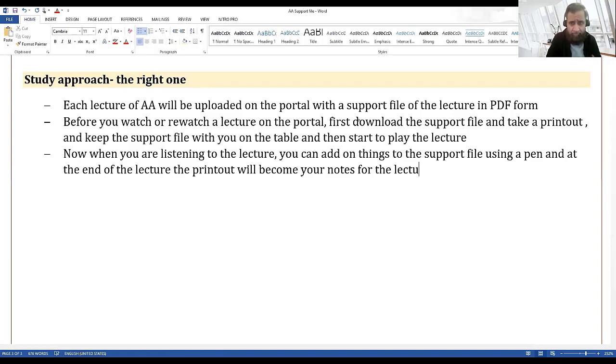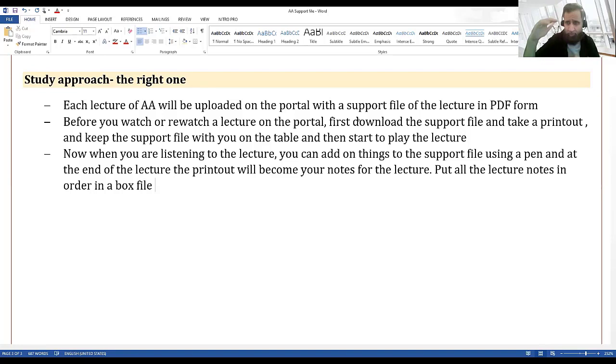Put all the lecture notes in order in a box file. So you will start maintaining your AA box file, right? You download a support file, you keep it on the table with you, and you start watching my lecture. In the lecture, if you think there's something extra you need to write down, just keep a pen with you and keep writing it down on the support file you already have.